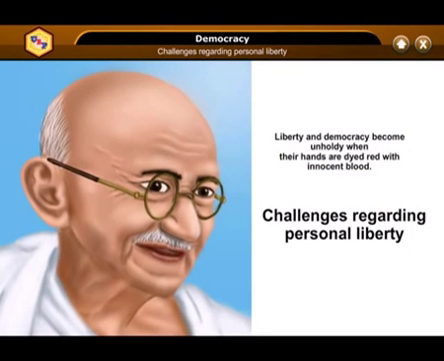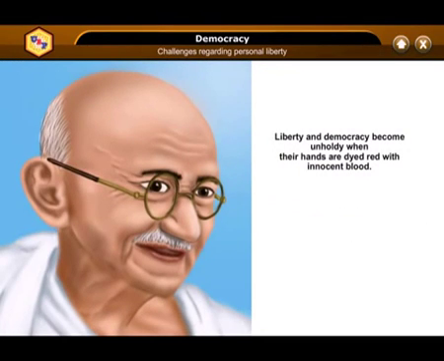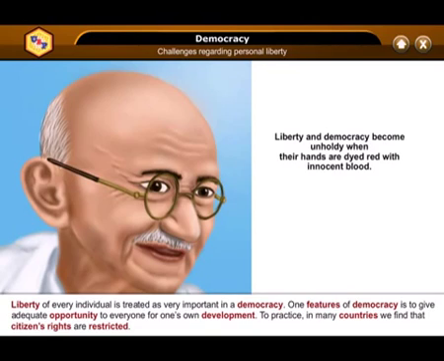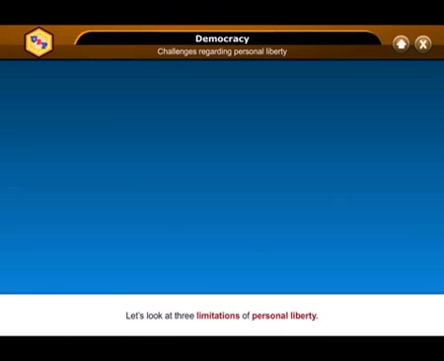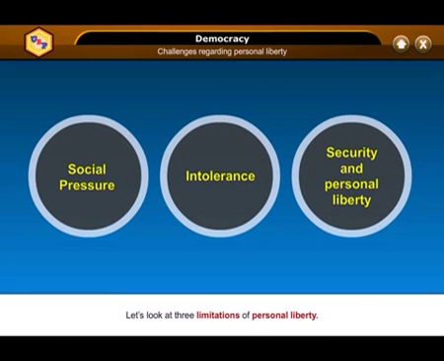Challenges regarding personal liberty. Liberty of every individual is treated as very important in a democracy. One feature of democracy is to give adequate opportunity to everyone for one's own development. But in practice, in many countries, we find that citizens' rights are restricted. Let's look at 3 limitations of personal liberty.